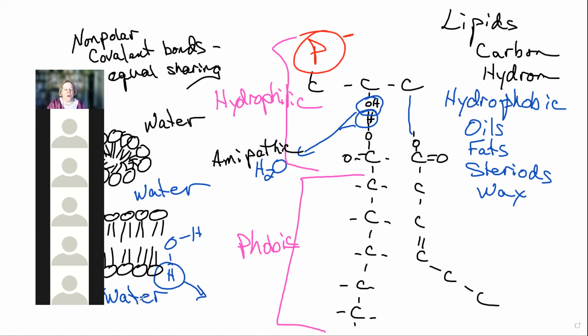Questions on phospholipids? This is a preview for chapter 3 that we're going to cover next week. Yes, Brandon and then Michelle. Yeah, so these would be compounds, right? Yes.